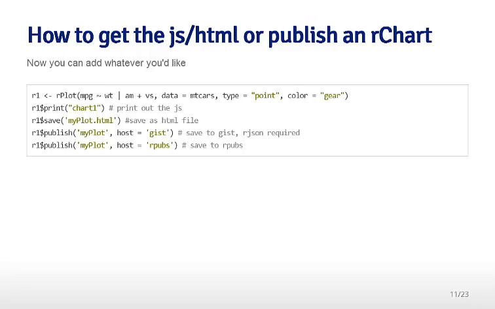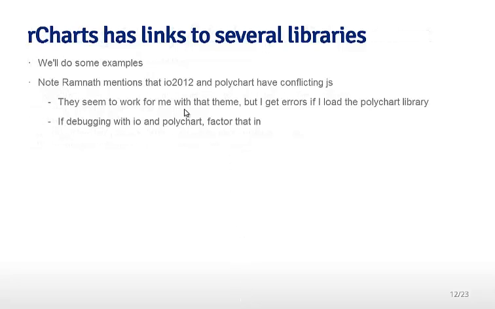So how do you get the JavaScript, HTML, or publish an rChart? So here's my plotting command. Print just prints out the relevant JavaScript notation. Save saves it as an HTML file. Publish, you can publish it to gist, which is just a quick GitHub snippet of code. You have to have the package rjson installed to do that. You can save it to rpubs, which is a collection of R graphics, and so on. But I like to put them into Slideify documents is what I like to do, but that's maybe a little bit more finicky, but once you get used to it, that's what I like to do.